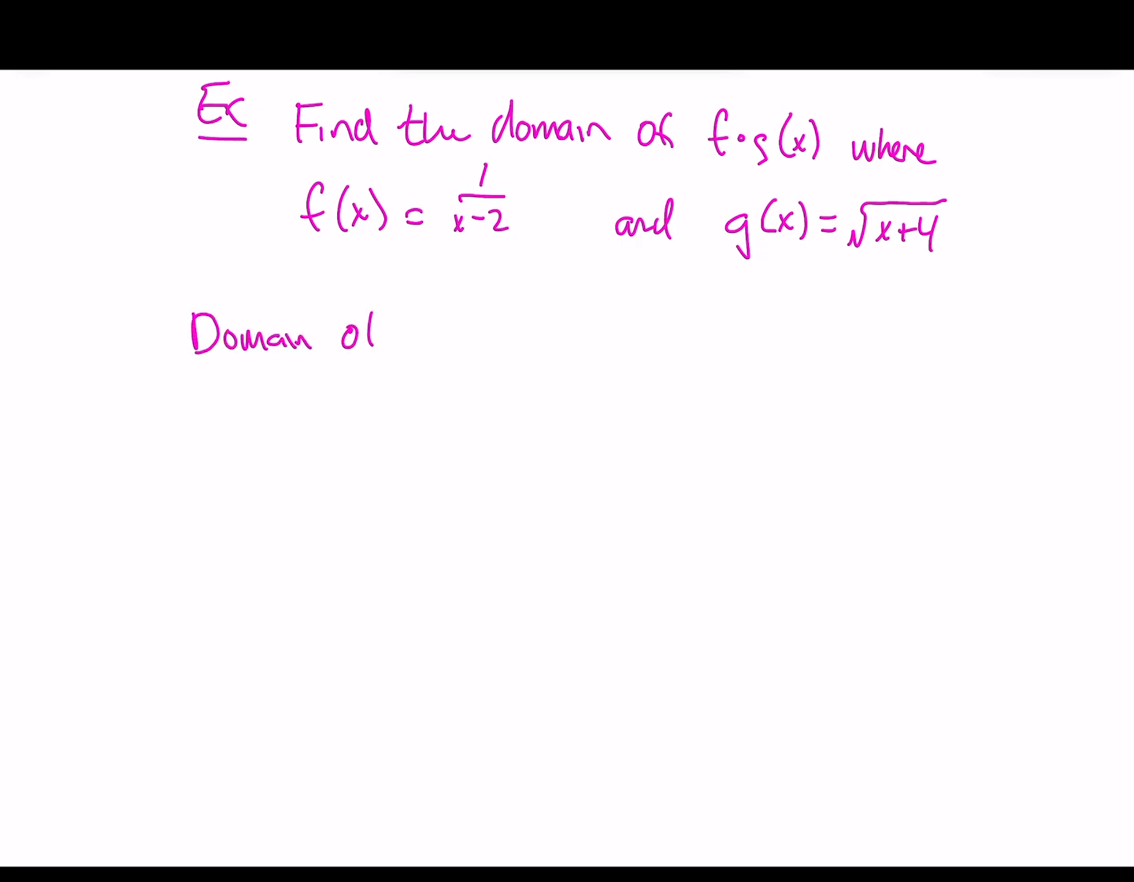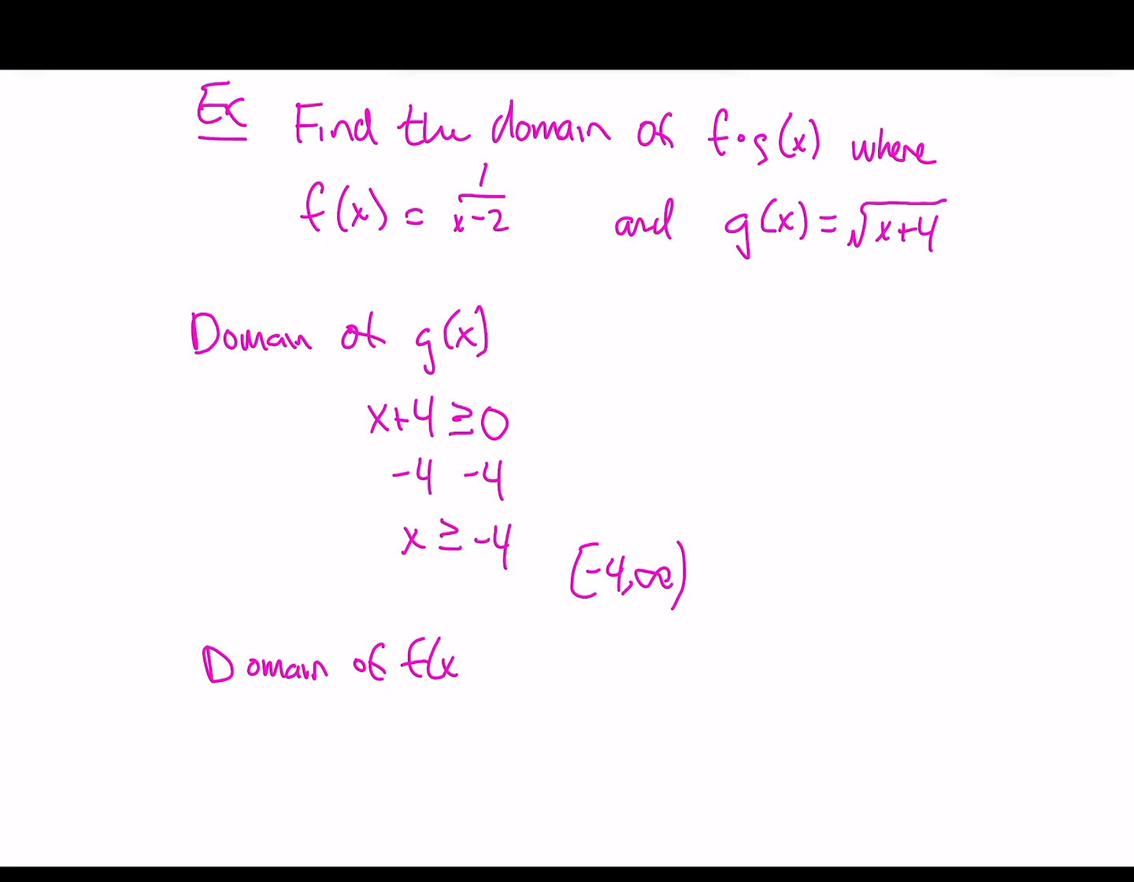So first we want to find the domain of g of x. Well, the only place we have problems for the square root of x plus 4 is when x plus 4 is less than 0. So we set x plus 4 greater than or equal to 0, which we then can subtract 4 from both sides to get x is greater than or equal to negative 4. Now, if we were to write that in interval notation, that would be a left-hand bracket, negative 4 to infinity.